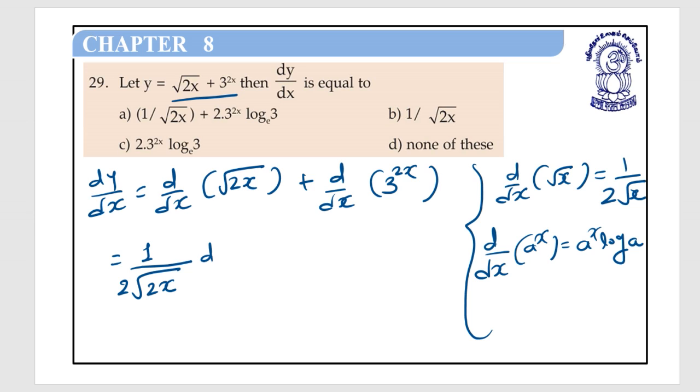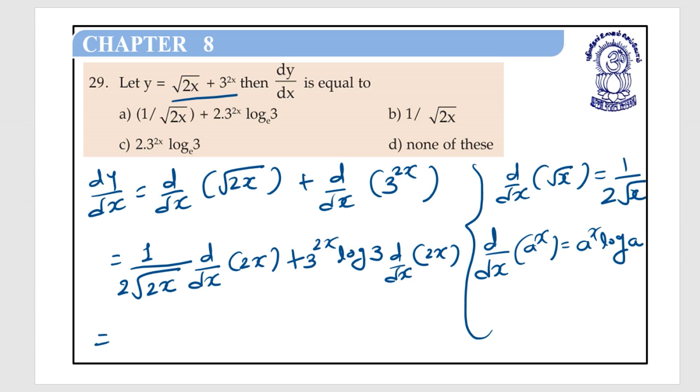This is not the standard form, so d by dx of 2x. Plus d by dx of 3 raised to 2x. So a is equal to 3, and instead of x here we have 2x. So 3 raised to 2x log 3, d by dx of 2x. So d by dx of 2x, 2 common, dx by dx is 1, so 2 by 2 under root 2x plus 3 raised to 2x log 3, 2 common, dx by dx, it means 2.